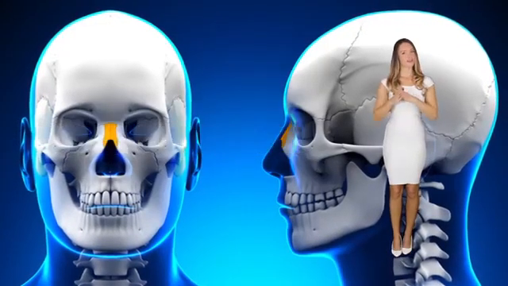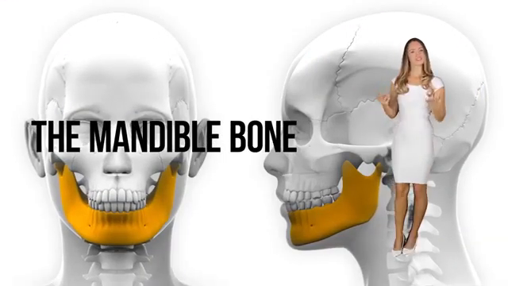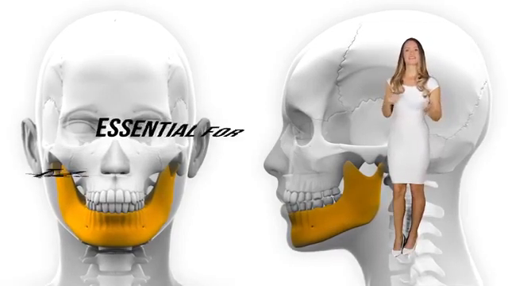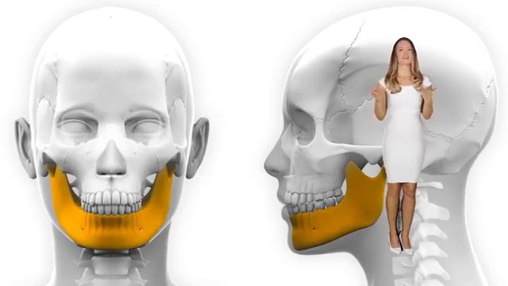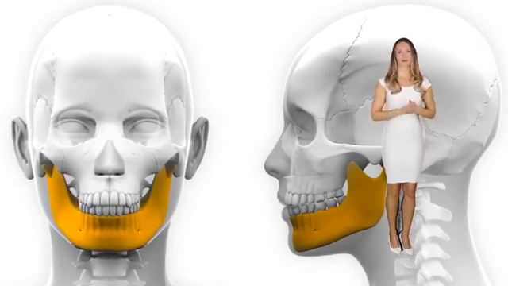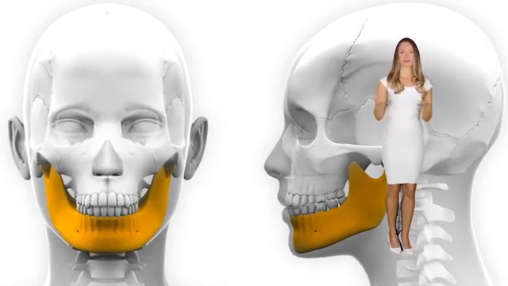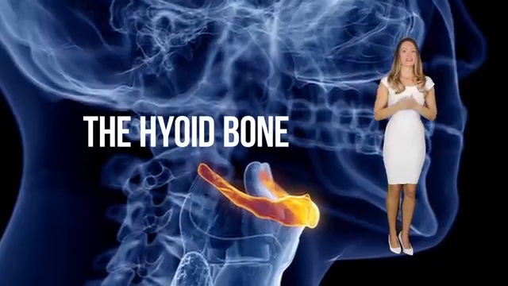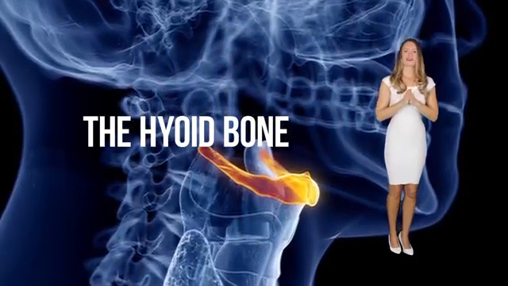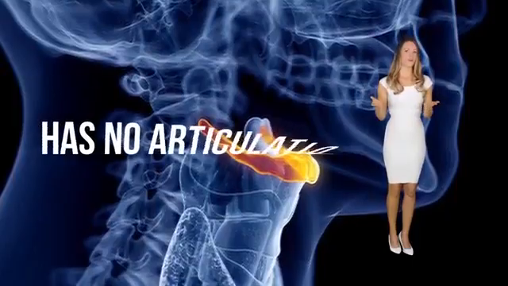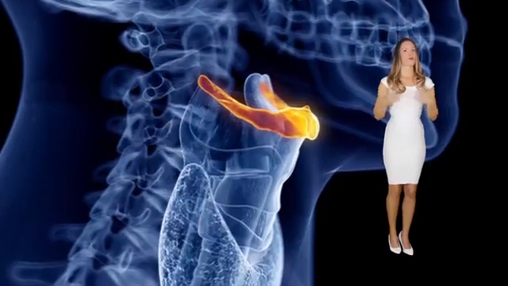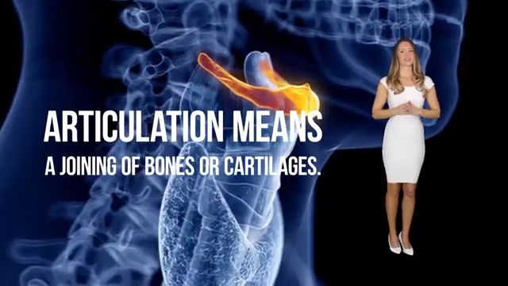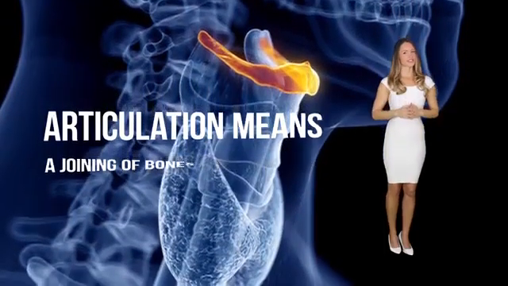Another bone is the mandible bone, associated with the maxillary bone, and is essential for talking and eating. It houses the lower teeth, and it's the only flexible and mobile bone of the skull, through the temporomandibular joint. The hyoid bone is the last facial bone, but it is found in the neck. This bone has no articulation, but rather it's held in place by the neck muscles. Remember, articulation means a joining of bones or cartilages.